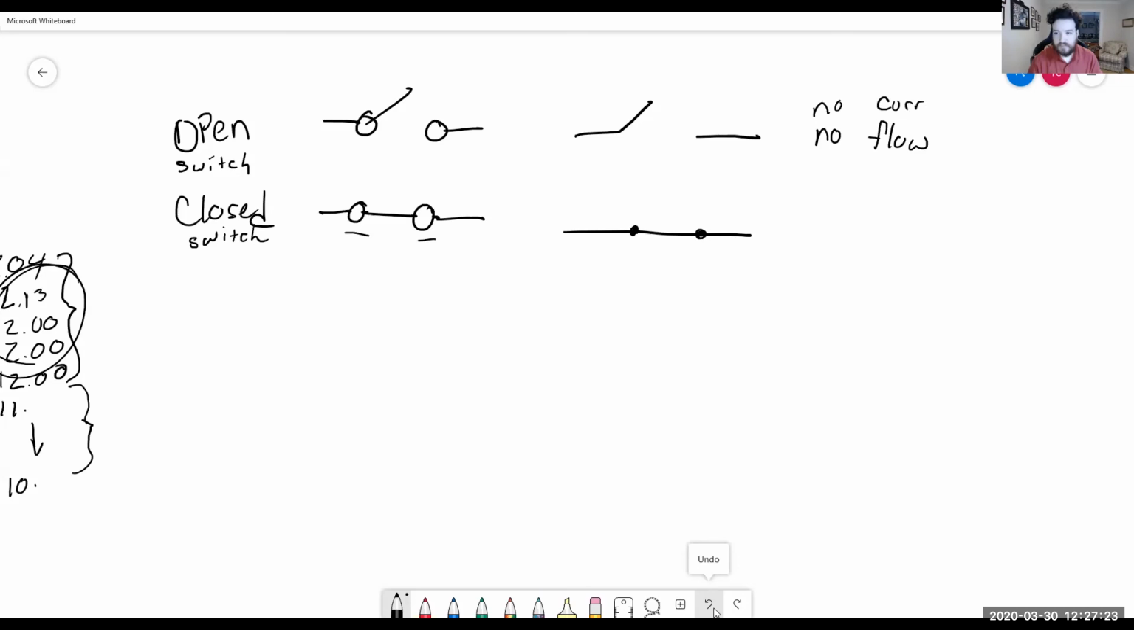So no flow of electricity or electrons. And this says yes, current. Yes to flow.